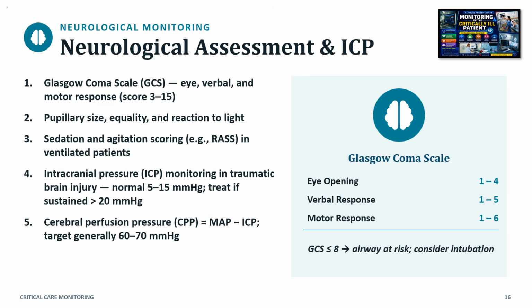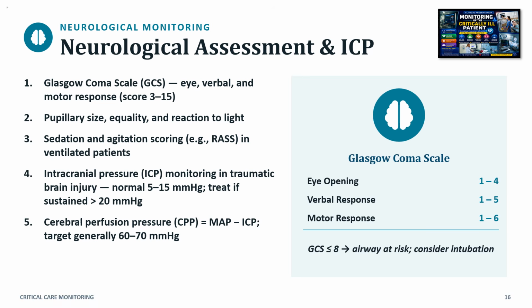3. Sedation and agitation scoring, e.g., RASS, in ventilated patients. This ensures optimal sedation depth, avoiding both oversedation and undersedation. 4. Intracranial pressure (ICP) monitoring in traumatic brain injury. Normal 5 to 15 mmHg. Treat if sustained greater than 20 mmHg. This is because sustained high ICP reduces brain perfusion and risks secondary brain injury.